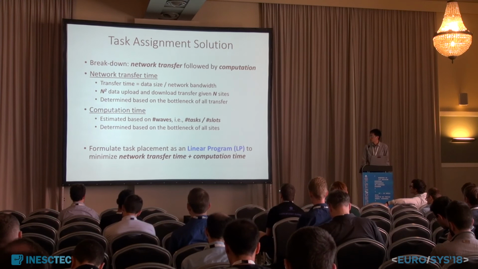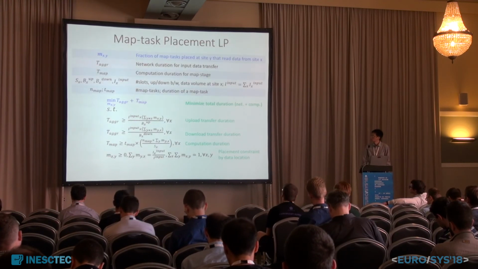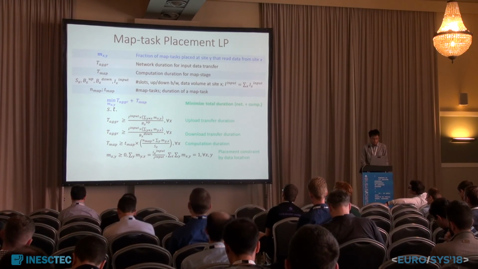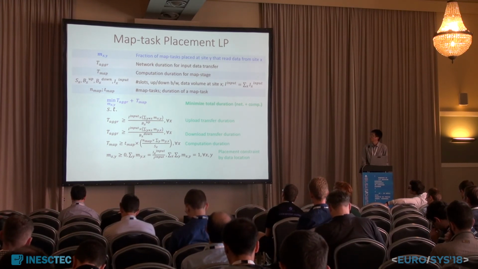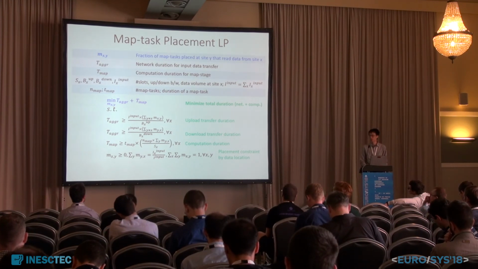So basically what we did is formulate this task placement problem as a linear program optimization model with the goal to minimize the network transfer time plus computation time. To give you some idea of how this linear program looks, here's the formulation. The variable is mxy, which means the fraction of map tasks placed at site y that need to read data from site x.